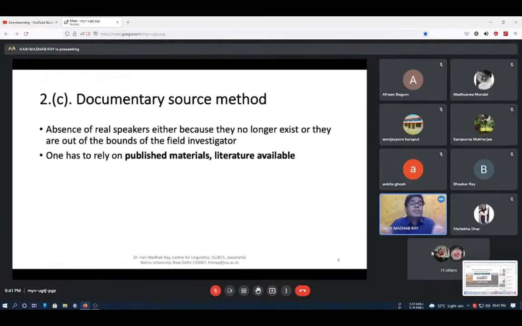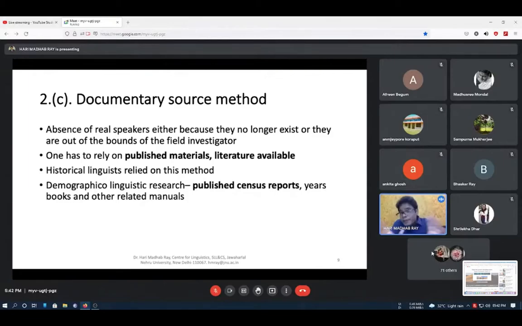So, in the absence of real speakers, either because they no longer exist, because especially in the language scenario, you know that many languages are on the verge of extinction, so we have to rely on some kind of documentation. They are out of bounds of the field investigated. So the published materials, or whatever literature is available, or maybe some census reports, based on that you see. Especially historical linguistics relied on this method.